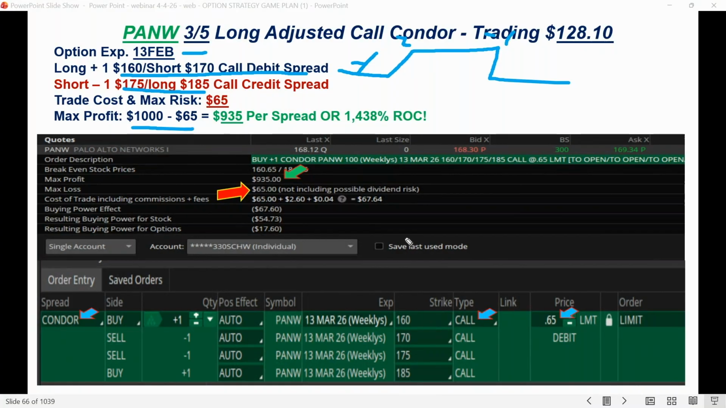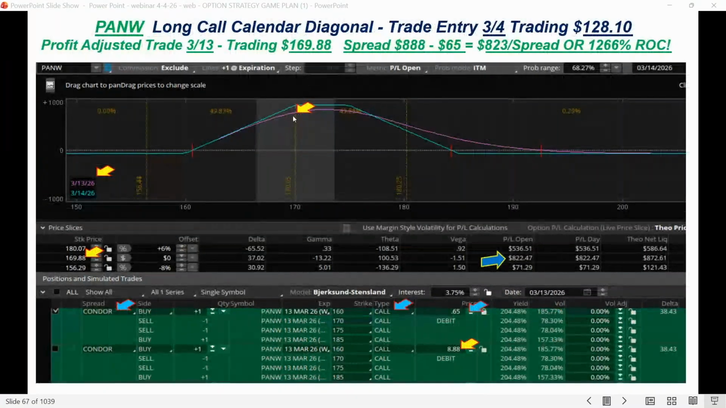We adjusted our cost down to $65 right here for this 160, 170, 175, 185 call Condor. So if it goes out anywhere inside the two spreads, potential profit $935 per one spread, right? 1,400% return if that happens. This trade went out right there. We got out a little bit earlier because we didn't want to risk having this thing move against us too far up or down, but still locked in a great profit.